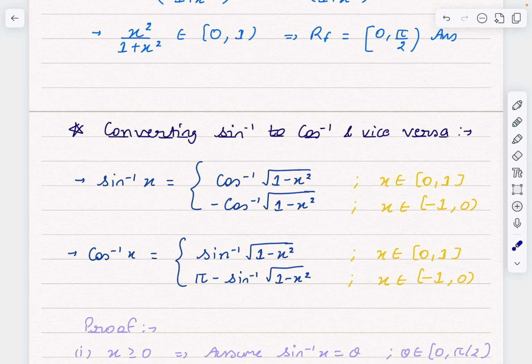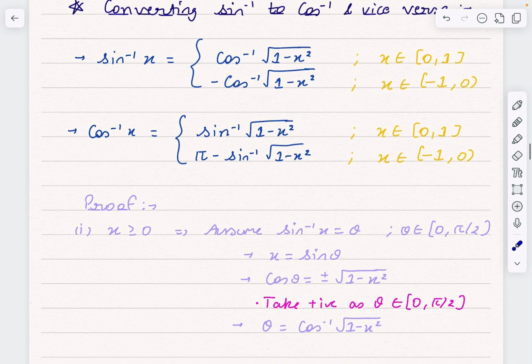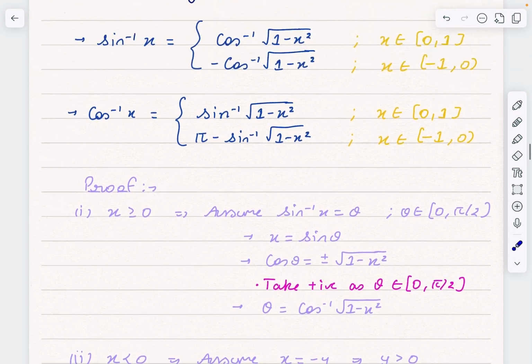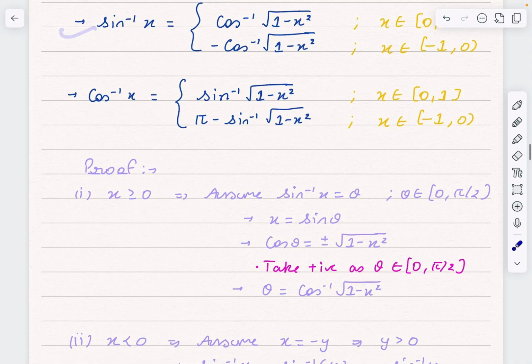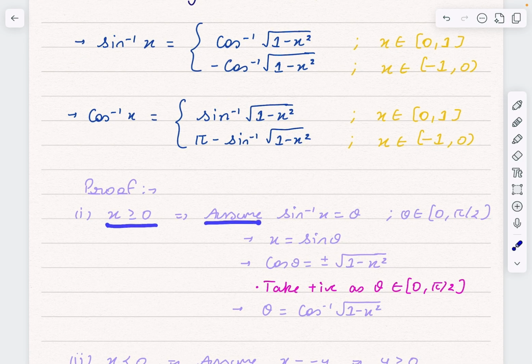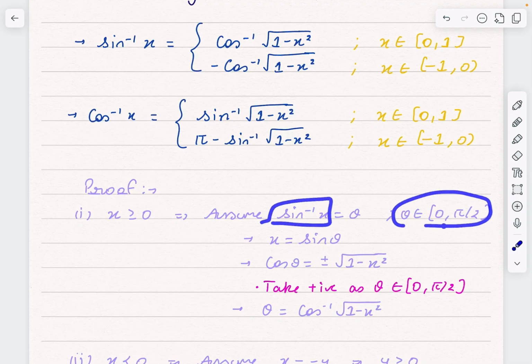Again, same thing coming into play. Cos inverse x is never negative, so we are not just putting negative outside, we have to take pi minus sine inverse. Okay, so proof also. I'll discuss a few proofs, others you will be able to do on your own. I'm just doing the first one. So when x is positive, assume sine inverse x to be theta. So for x positive, sine inverse x value will lie between 0 to pi by 2.